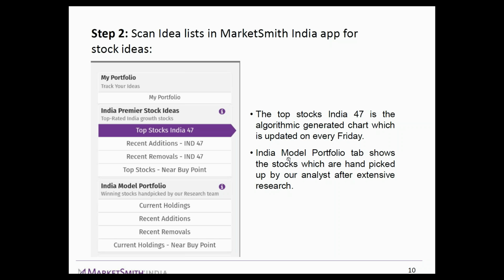Moving on, we have the next list, the India Model Portfolio tab, wherein we have all the stocks that we recommend. The research team at MarketSmith India researches individual stocks and looks at the growth story and the fundamental and technical aspects of the stock. This is the list where we have all the stocks recommended by the research team, and we also have detailed research reports on these stocks, which investors can go through to see how the stocks have been performing and our outlook for the stock.